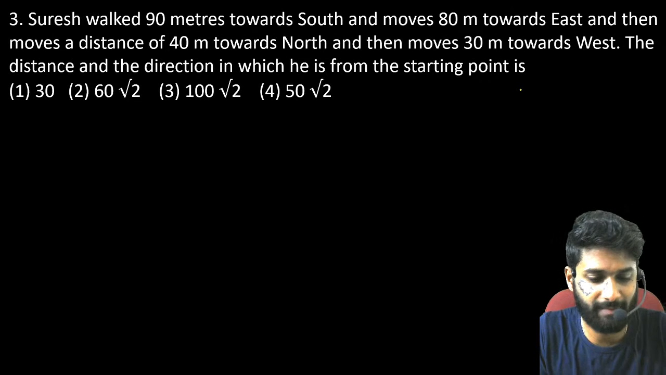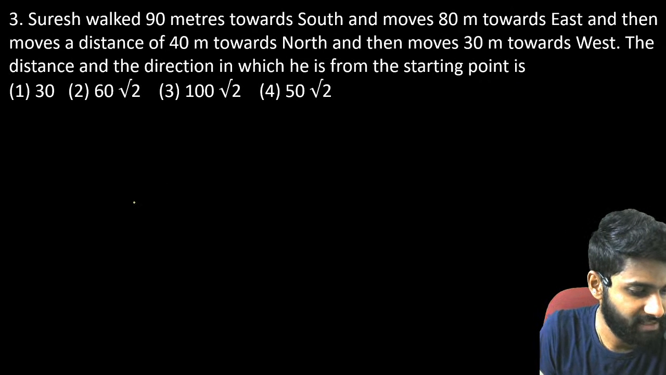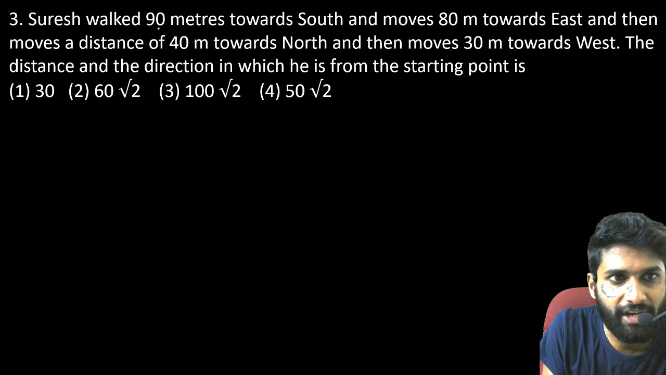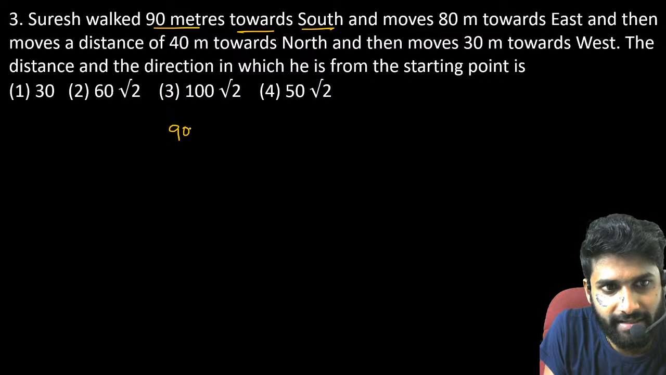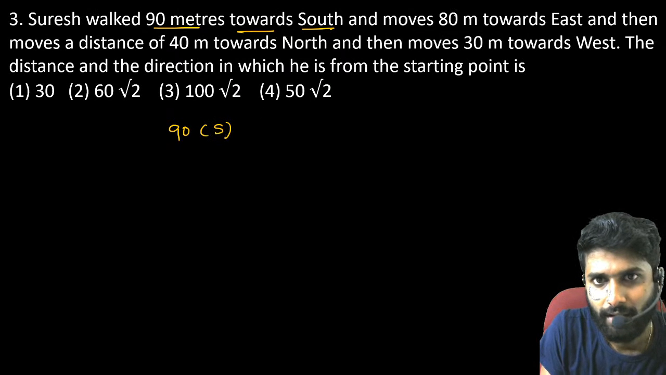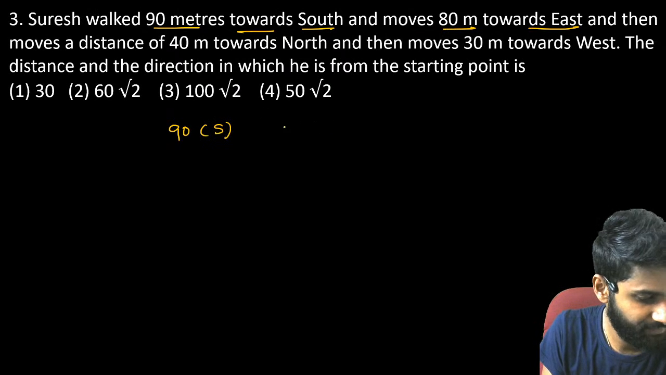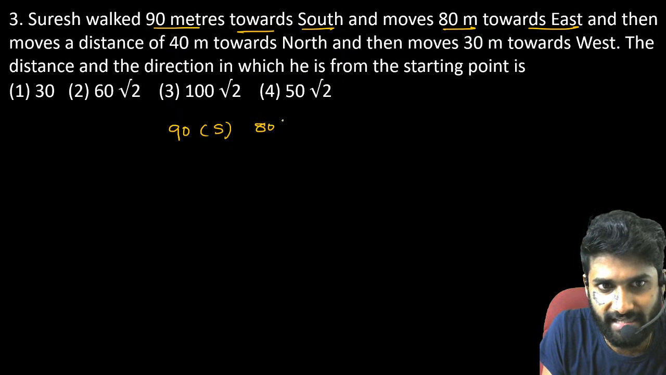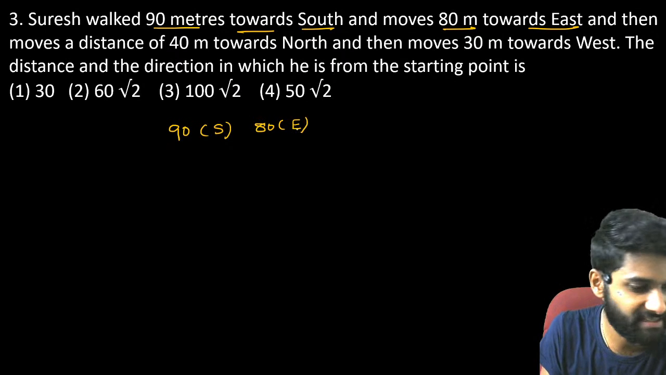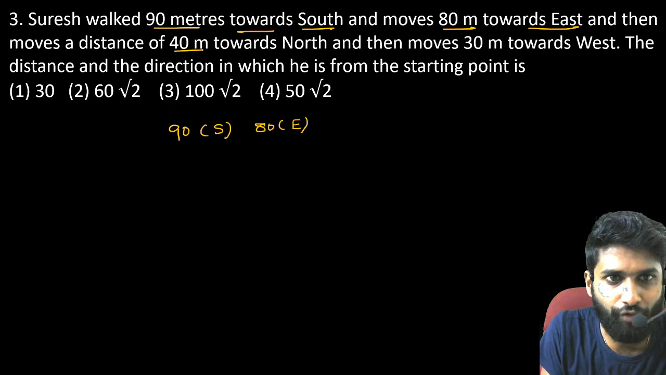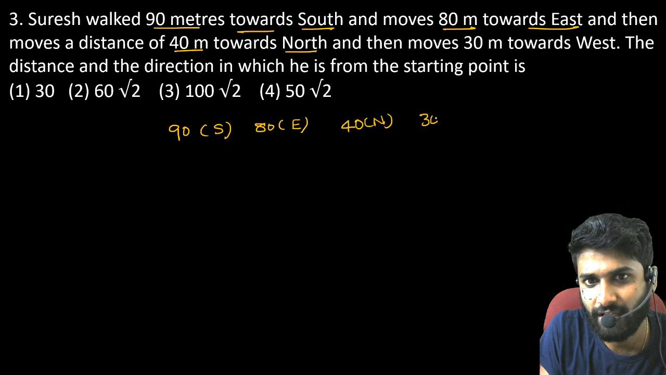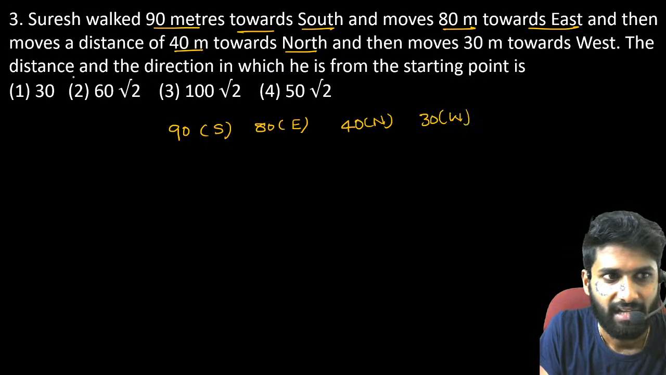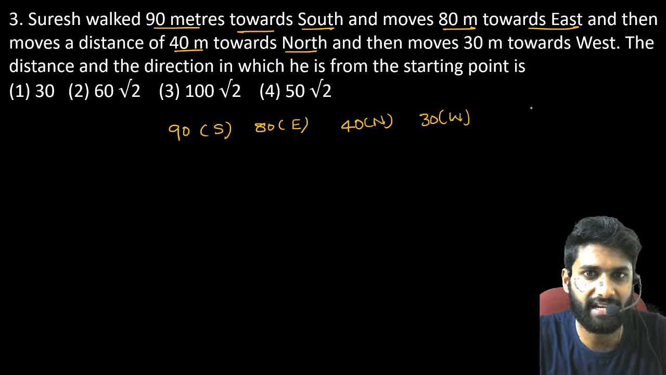Okay, see, I'll explain this question. Just see that, everyone. Suresh walked 90 meters towards south. Moves 80 meters east. Listen carefully here. Then moves 40 meters north. Then moves 30 meters west. Then what is the distance and direction from the starting point?